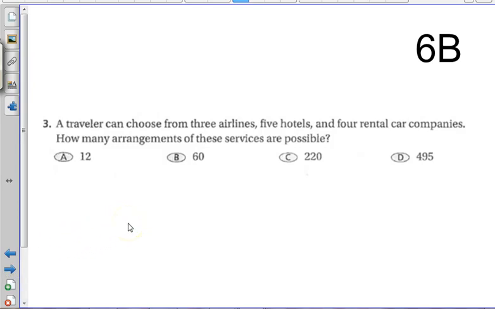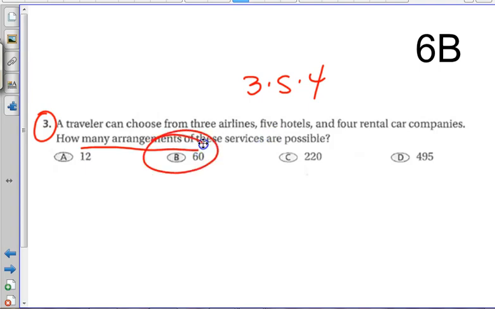All right, 6B. Oh, there's a question. This is just a counting principle question, right? There's one like this. Hey, give me 1 minute. Okay. 3 airlines, 5 hotels, and 4 rental car companies. How many different arrangements? So this is just 3 times 5 times 4, right? Which is sounding like 60. This is 6B number 3.